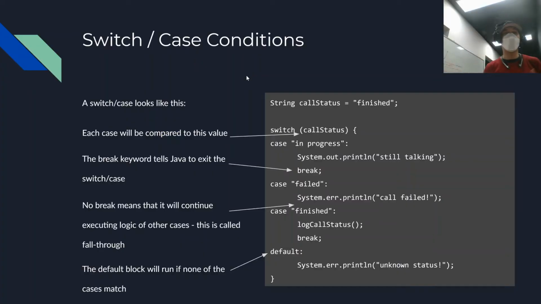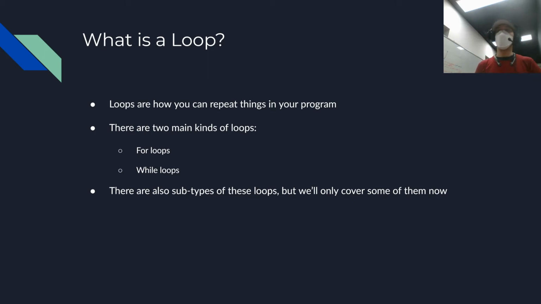So that is it for conditions. If you understand the if-else stuff and the switch case stuff, you are good on conditions. So good job, folks. But we still got 30 minutes and half the lesson to go through, so let's hurry up. What is a loop? Loops are how you can repeat things in your program, okay? If I want to do something 1,000 times, that sucks. That's going to be a long time, right? Computers are way faster, and this is where loops are hugely useful, okay?